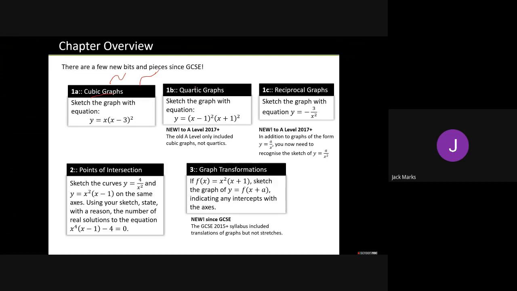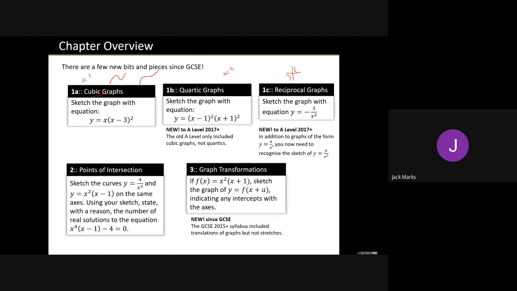Quartic graphs will be brand new to you. So quartic graphs, we're talking about when the highest power is x to the power of 4. So cubic is x to the power of 3 and quartic is x to the power of 4. And reciprocal graphs, again, is another one that you may have seen at GCSE. They roughly look like this.